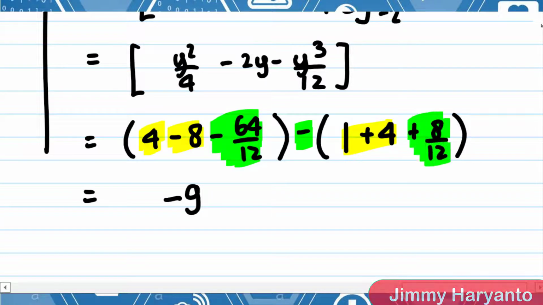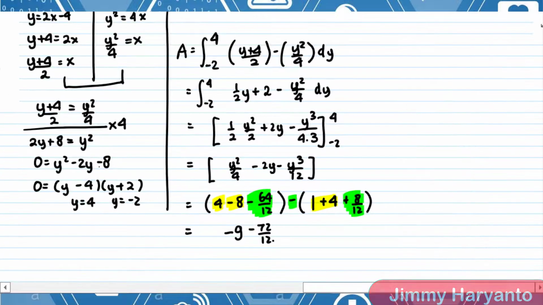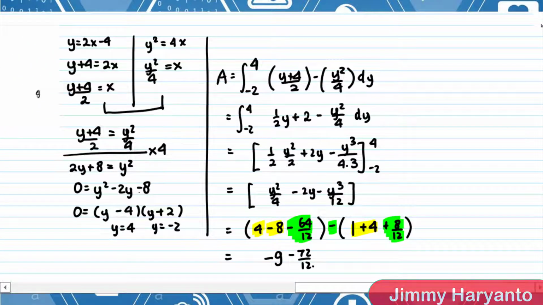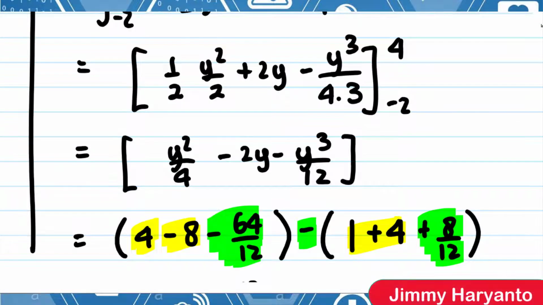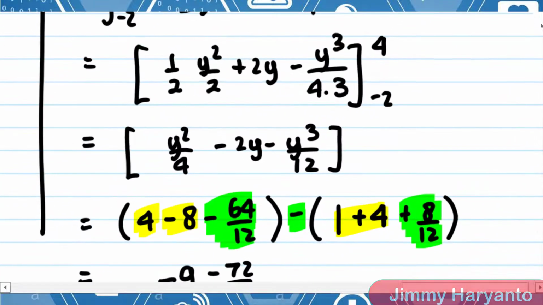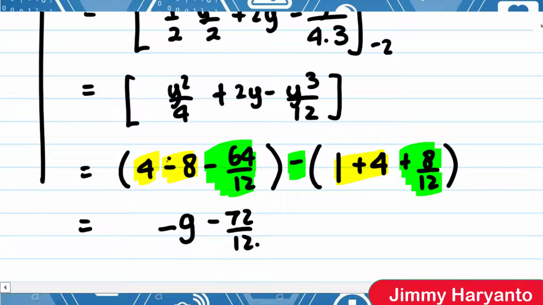So I will calculate the green one. Negative and then negative. Wait, what? Negative 72 over 12. That does not make sense. Oh my god, another mistake in the writing. Yeah, it should be plus. I think my pen did not write the plus. So it will be negative 4.